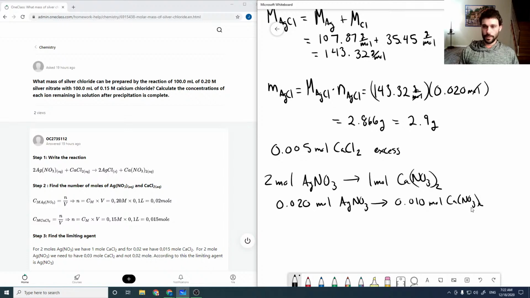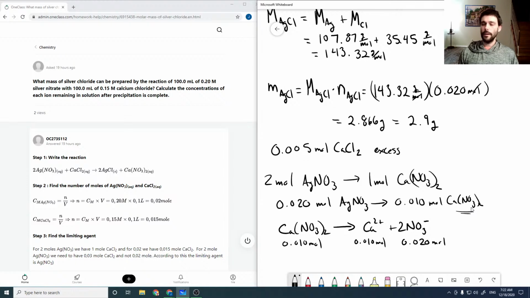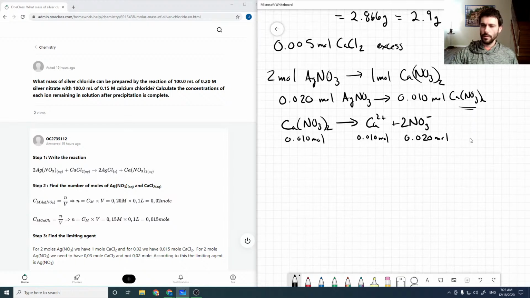All of these will dissolve in solution, so writing them like this is actually kind of pointless. So calcium nitrate is going to dissolve into calcium 2 plus and 2 NO3 minus. And so looking at this equation, if we have 0.010 moles of this species, then we're going to get 0.010 moles of calcium 2 plus and 0.020 moles of NO3 minus, because we get double.